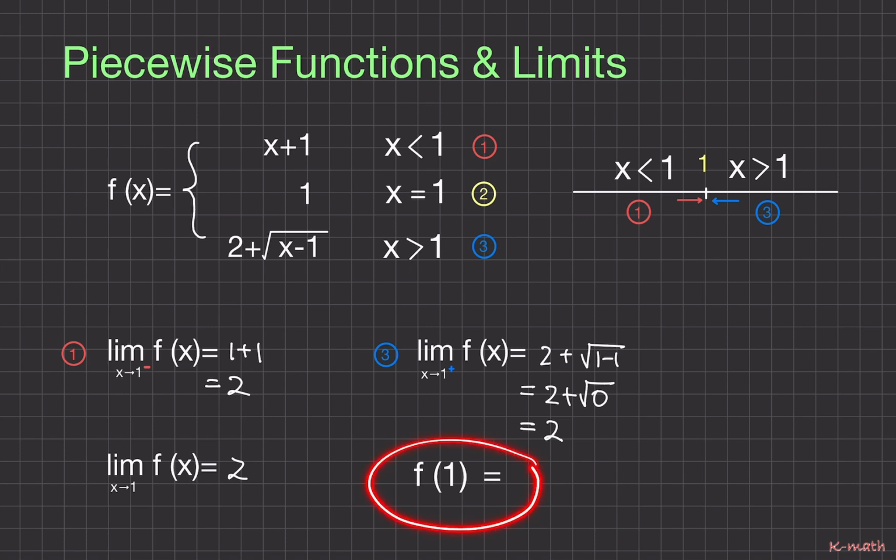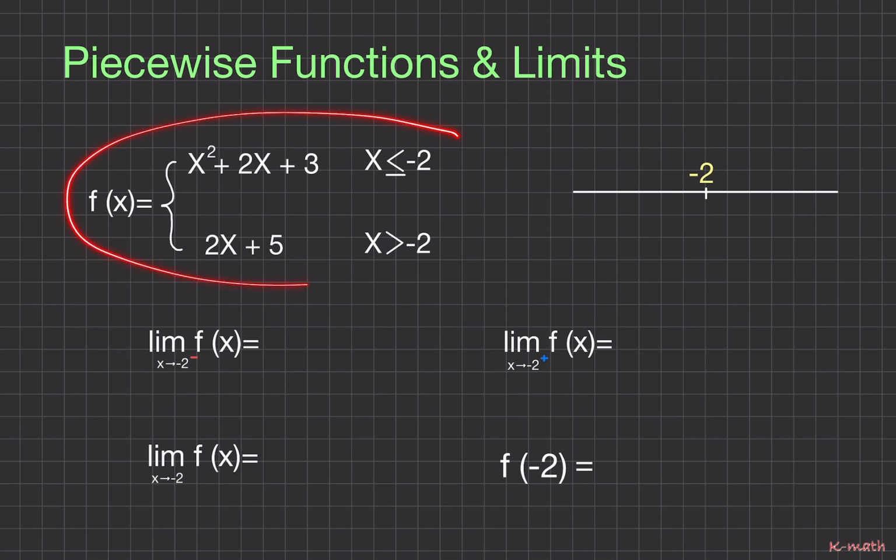Now, what is f of 1? That's the y value when x is exactly 1. So, we just use the second one. That means f of 1 equals 1. Even though f of 1 is different from the limit, the limit of the function still exists.